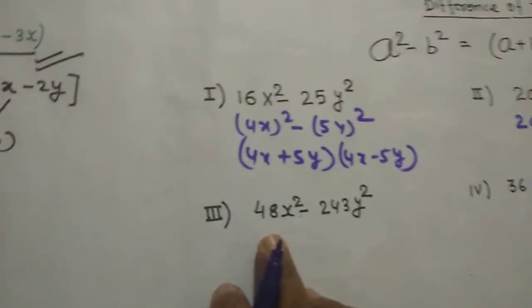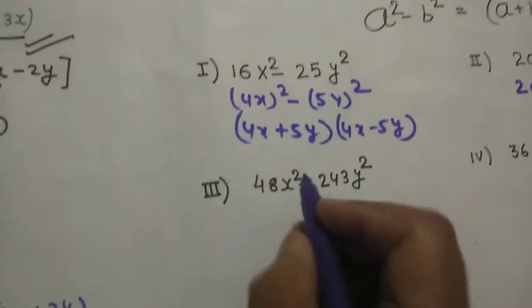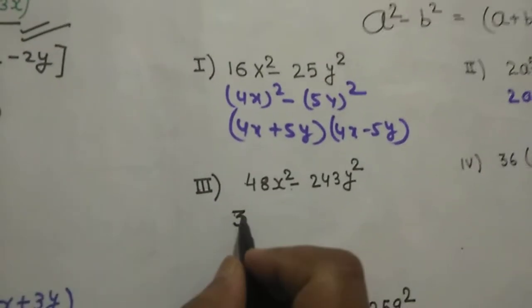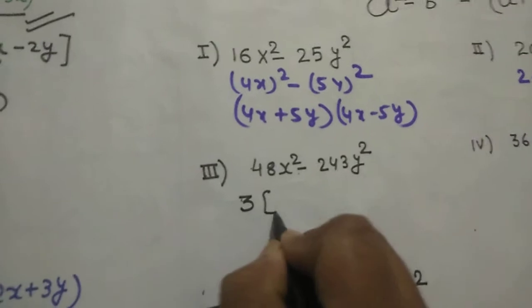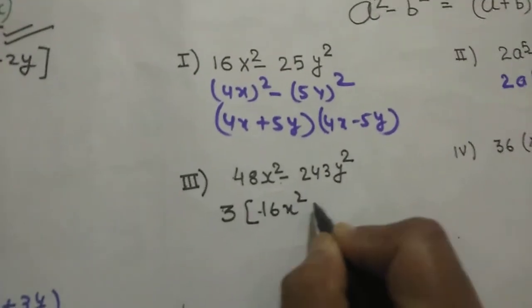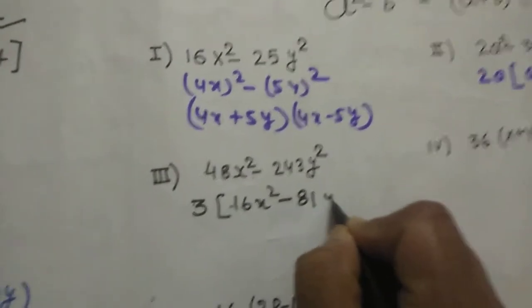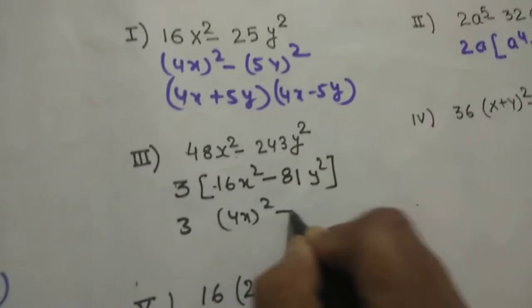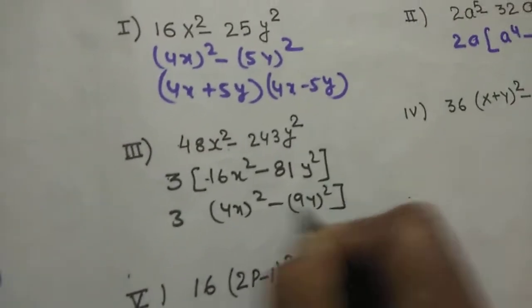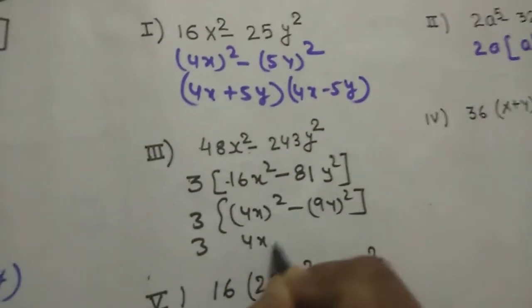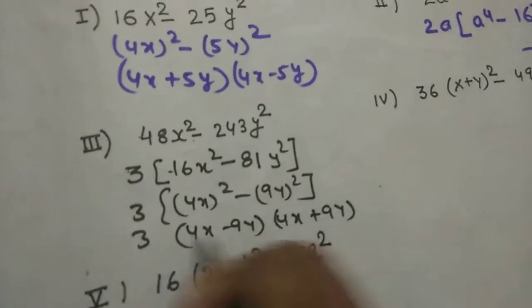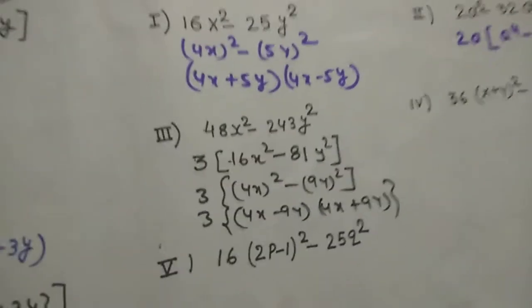Now check the third one, 48x square minus 243y square. If you take 3 common here, it will be 16x square minus 81y square. Now very simple, this is 4x whole square minus 9y whole square. So 3 is common, 4x minus 9y, 4x plus 9y. a minus b, a plus b. This will be the answer.